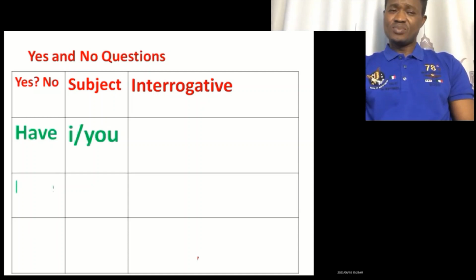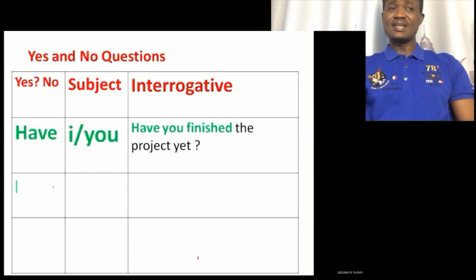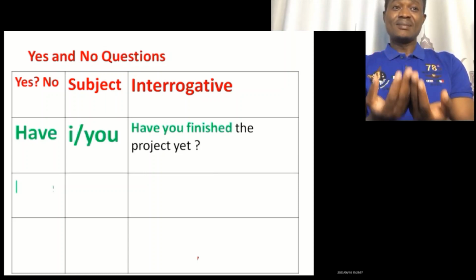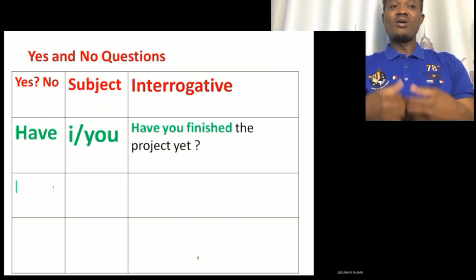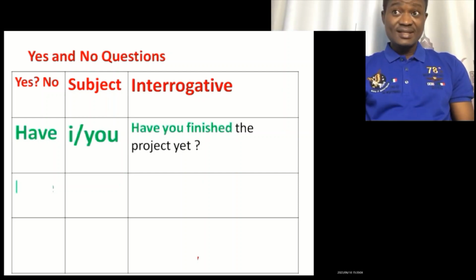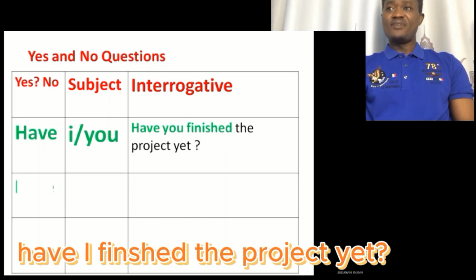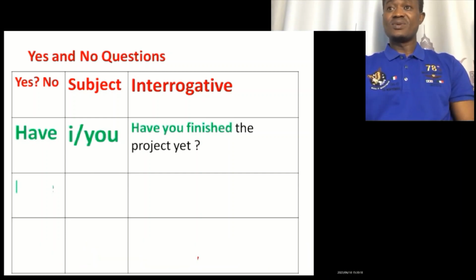Have you finished the project yet? You gotta see yet here. Yet is always used in the interrogative form or the negative form. So have you finished the project yet? If I use I, it has to be: Have I finished the project yet? All right, so this is the yes or no question, okay?